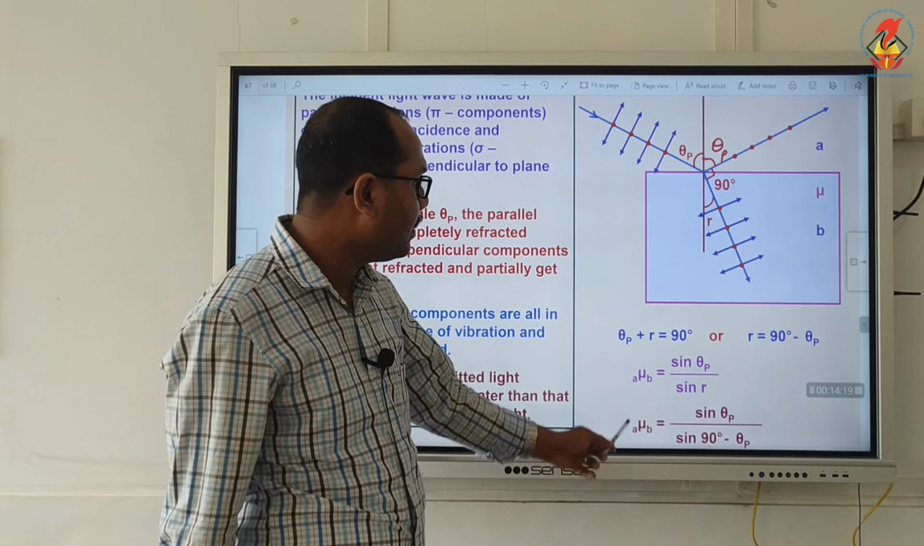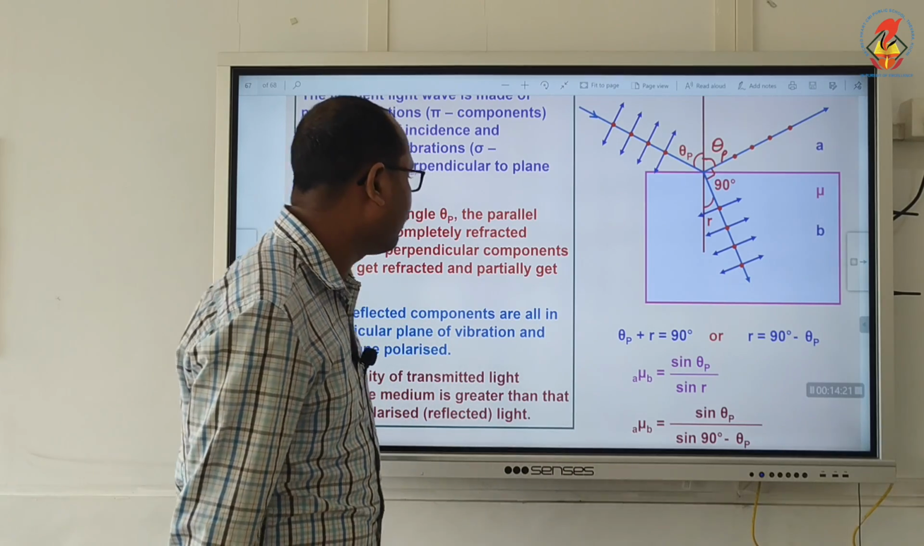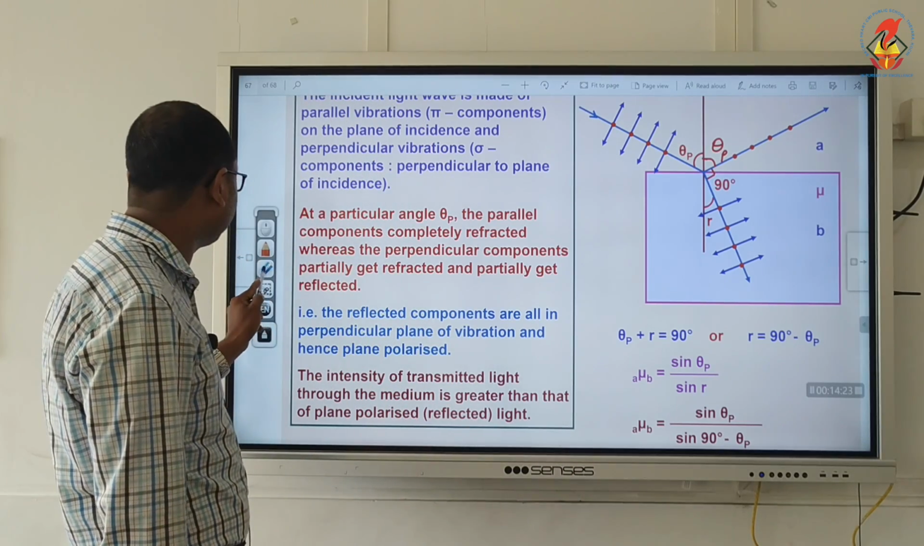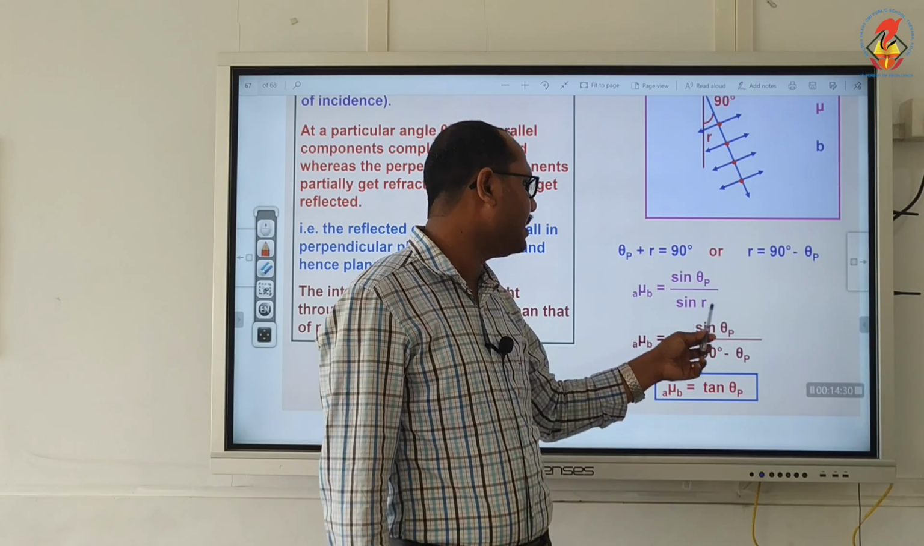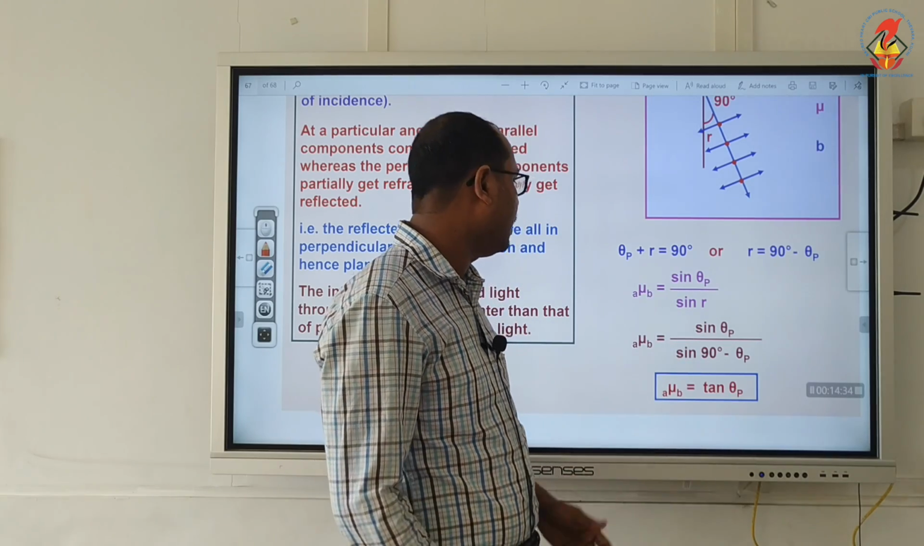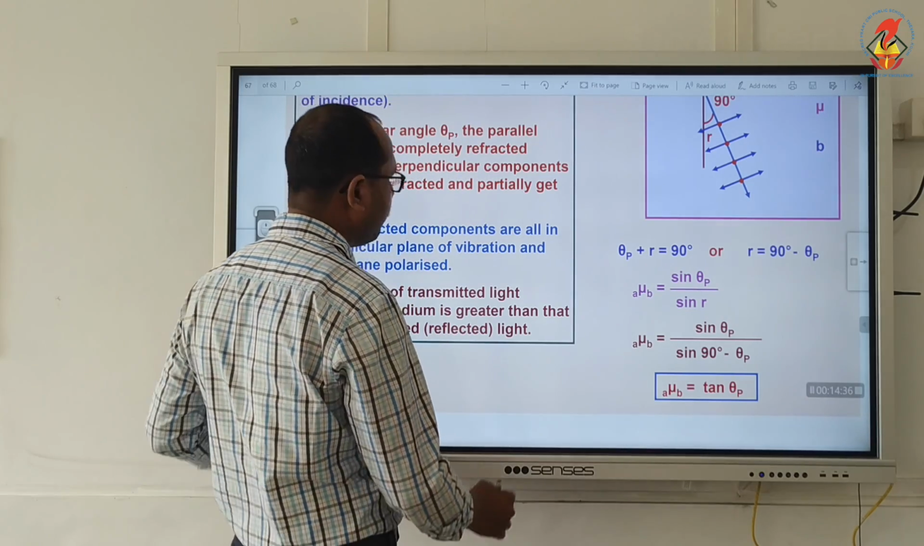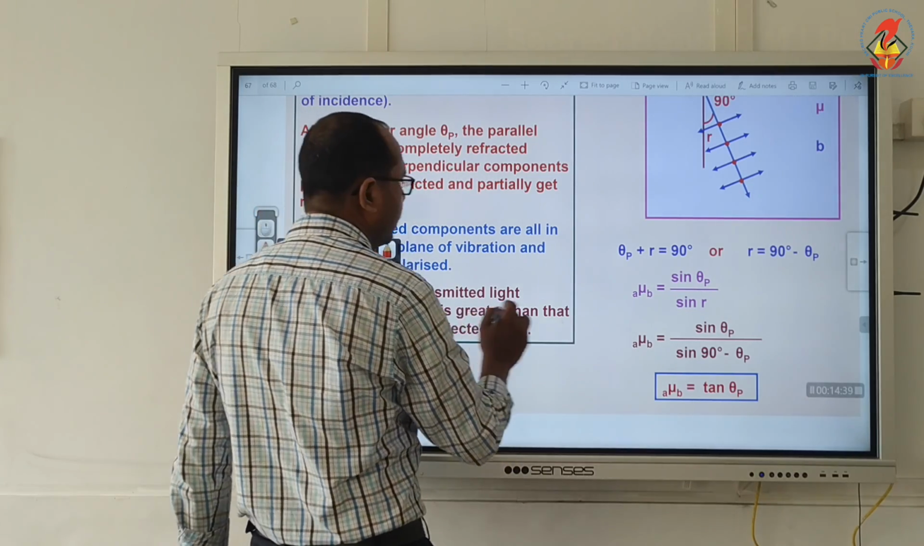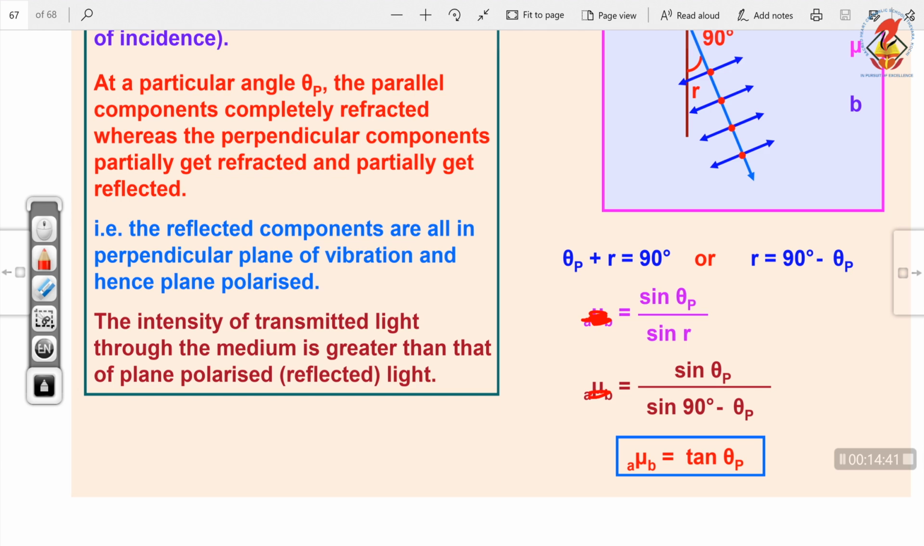Now refractive index mu can be written as sin theta p by sin r. We are writing mu b a. You can just write, we usually represent it as n. So instead of mu, it is better to write n. n b a.